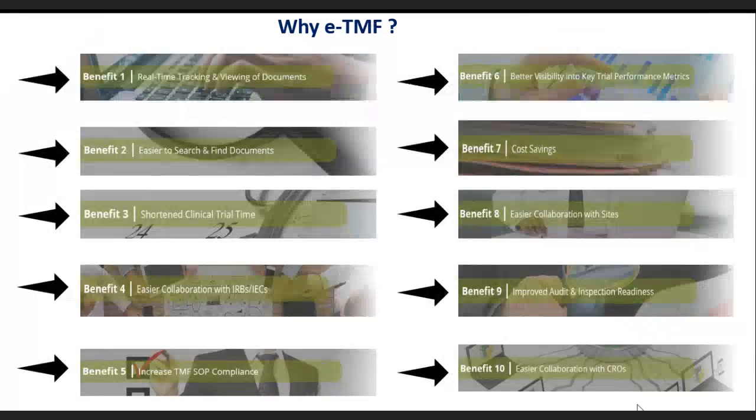Good. Next, Mrinal, 5 to 8. Increased TMF SOP compliance, better visibility into key trial performance metrics, cost savings. Okay, Nidhi. Improved audit and inspection readiness, and easier collaboration with CROs. Easier collaboration with sites, you missed that. Number 8, CROs. No problem. 8, 9, 10.